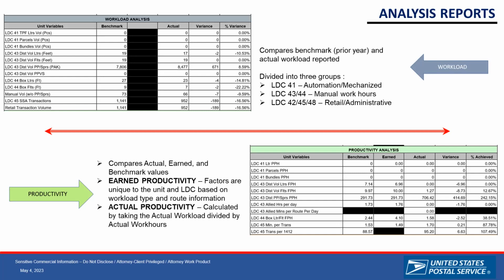Next up is their productivity analysis. And this actually compares the benchmark, the earned, and the actual for each LDC once again. The factors that are used are unique to the unit and the LDC and are based on the workload type and the route information that is also listed. Your actual productivity is calculated by taking your actual workload and dividing it by your actual work hours.